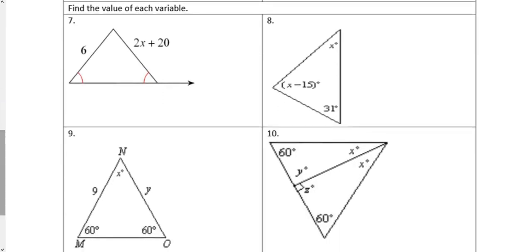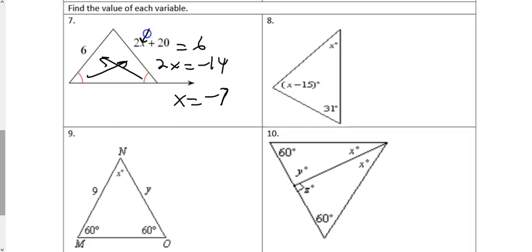Find the value of each variable. Okay, well, if these angles are equal, that means these sides are equal. So 2x plus 20 actually equals 6. Subtract 20, 2x equals negative 14. Divide by 2, x equals negative 7, which is okay. You can have an x negative, just not a negative side. And think about it. If we plug in x equals negative 7 here, 2 times negative 7 is negative 14. Negative 14 plus 20 is 6, which would make the sides equal.